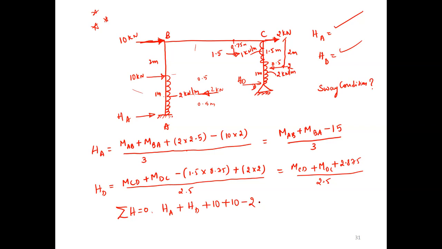Plus 2, sir. Plus 2 or minus 2? Both, sir. Minus 2 and plus 2. Why minus 2 and plus 2? Sir, UDL is there, no, sir. This is minus 2, okay. C is having plus 2. Right? Oh, this one, very good. Okay, plus 2. Plus 1.5. Minus 2. Over. That's all, which is equal to 0. How much are you getting? HA plus HD equals?